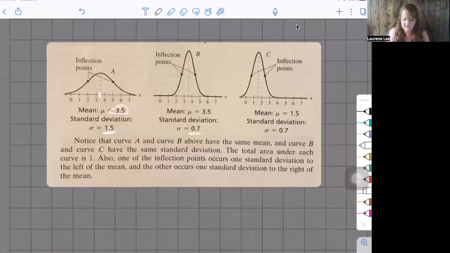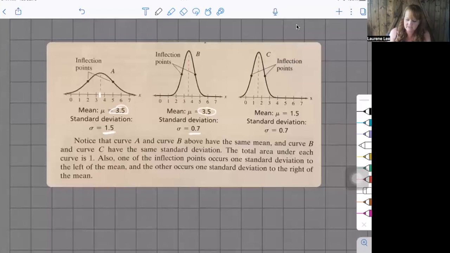So this has a mean still of 3.5. It's centered at the same place, but because the standard deviation is smaller, it squeezes that normal curve in. Now it's still symmetric. It's still centered around the mean, median, mode are all the same. It follows all those parameters, but the overall shape is just fatter or skinnier.